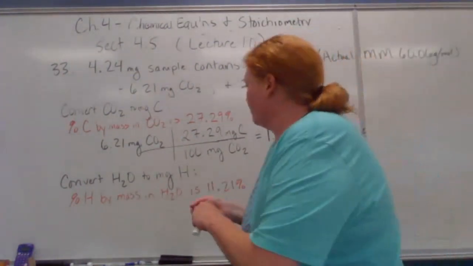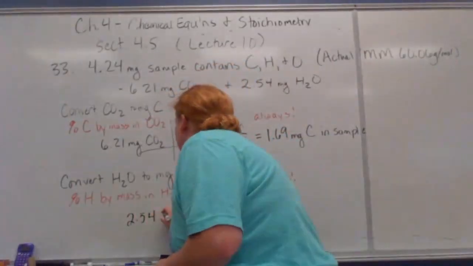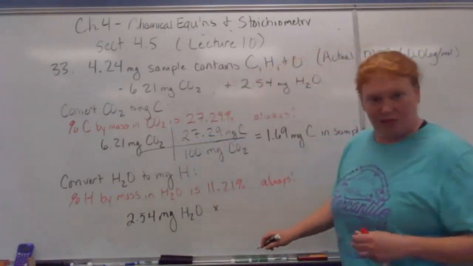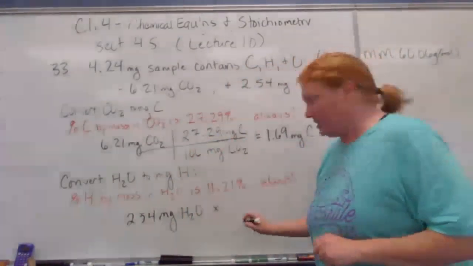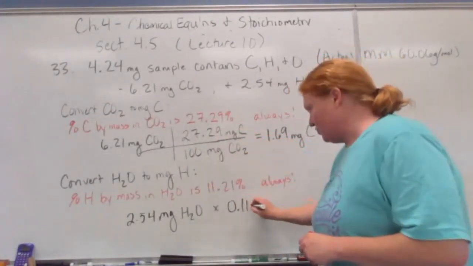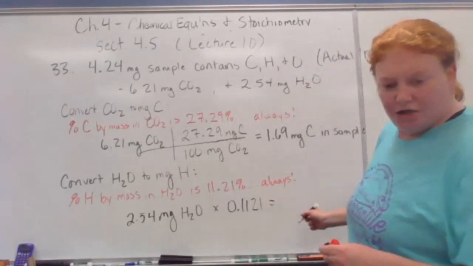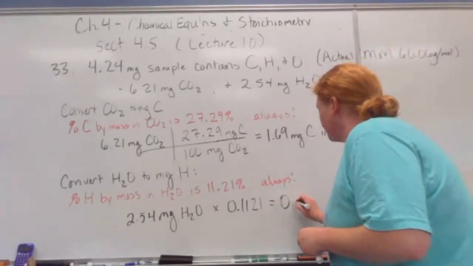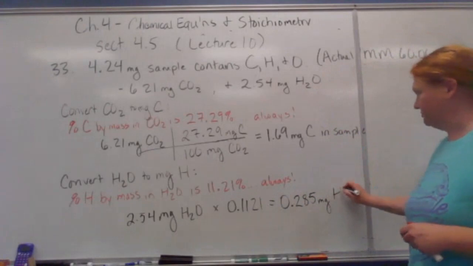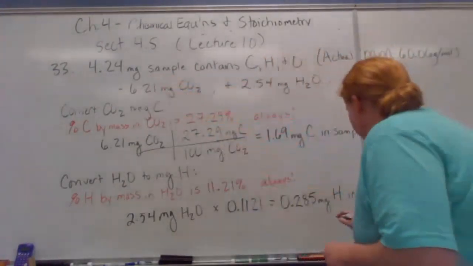So math-wise, what are we doing? Amount of water, 2.54 milligrams. You're just multiplying this by the percent, right? You divide by 100, which moves that decimal. You're just multiplying it by the percent hydrogen by mass. You should get 0.285 milligrams of hydrogen. And again, this is what was in the sample.